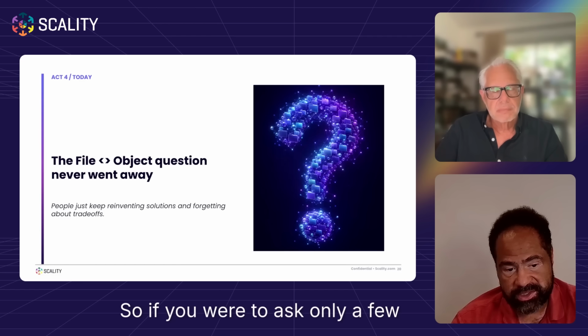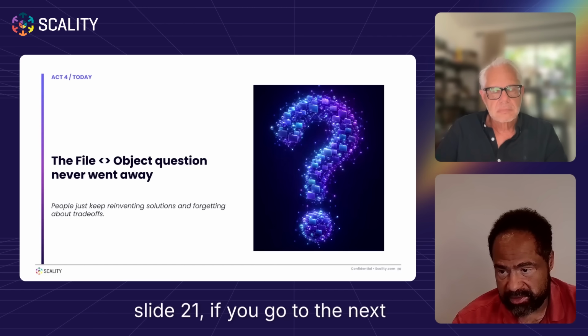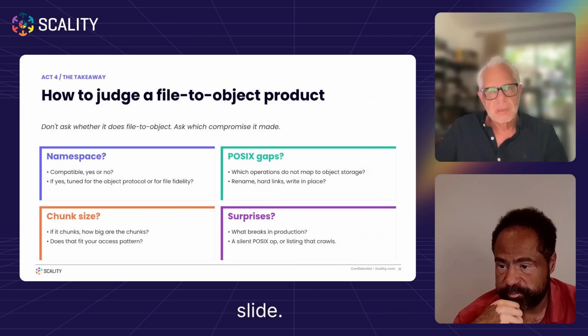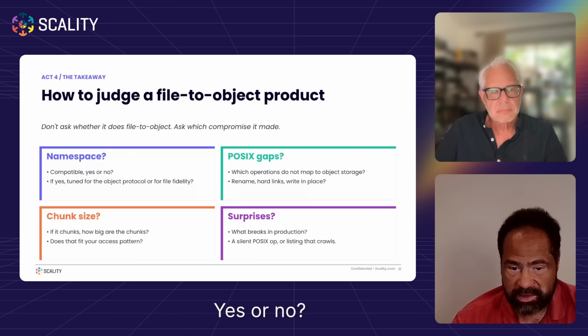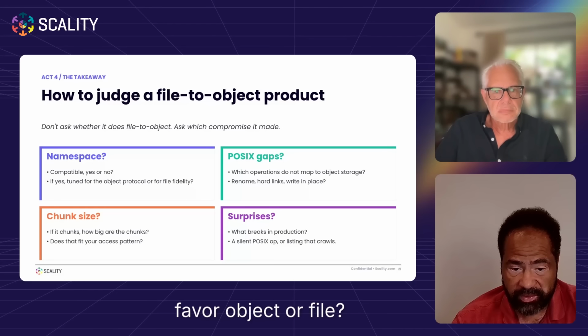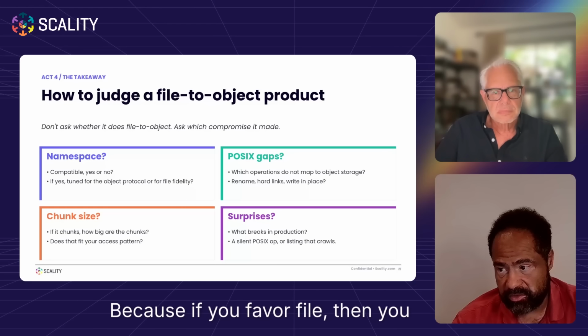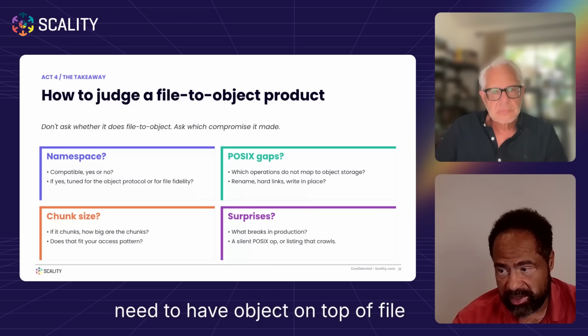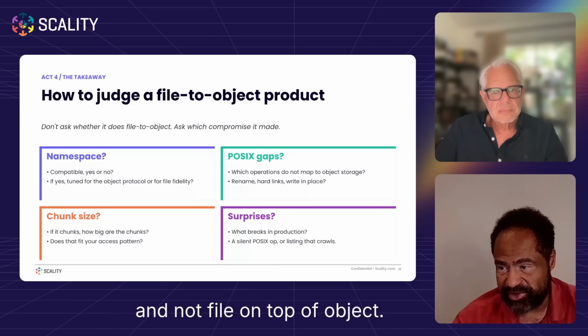Yeah. So if you were to ask only a few questions, that's what we have on slide 21. If you go to the next slide, do you need namespace compatibility? Yes or no? Okay. If you need it, do you favor object or file? Because if you favor file, then you need to have object on top of file and not file on top of object.